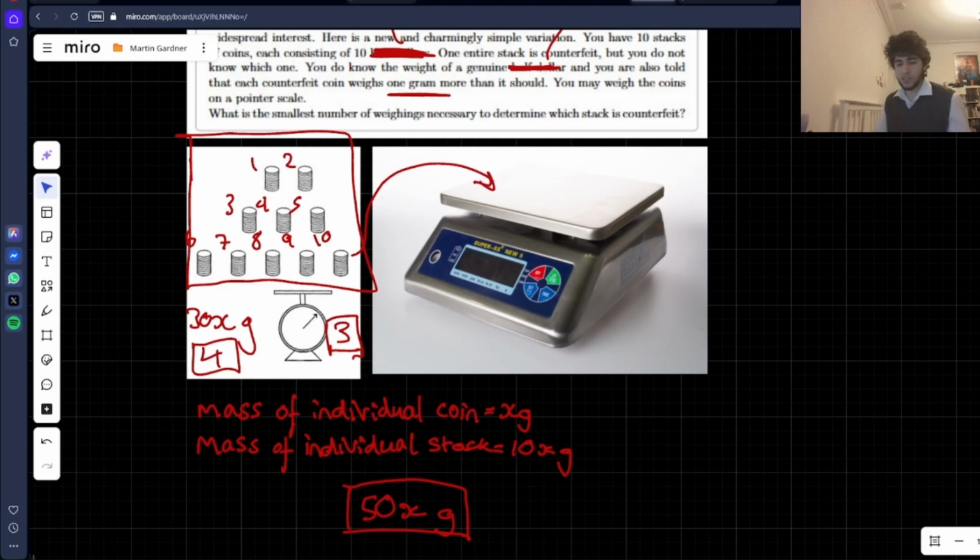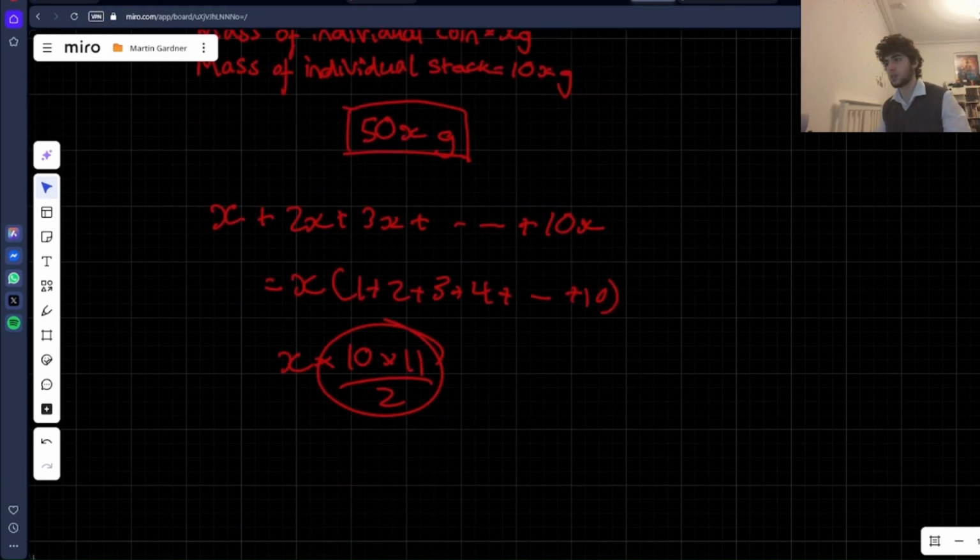And so, assuming that we had a scenario where all of the 10 stacks were real, what we would observe is the following. We would observe x plus 2x plus 3x all the way up to plus 10x, right? Which is just x times 1 plus 2 plus 3 plus 4 all the way up to plus 10, which is just x times 10 times 11 divided by 2. This is just the standard formula for the sum from 1 to n, where n is 10. It's just n times n plus 1 over 2. So the mass that we would expect is 55x grams.